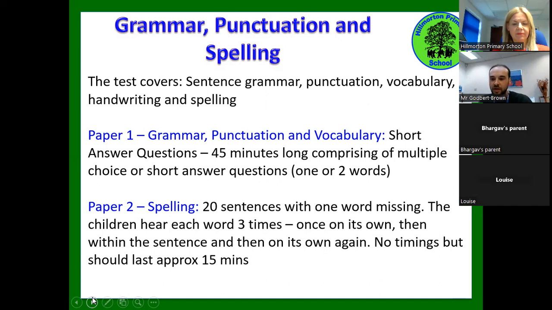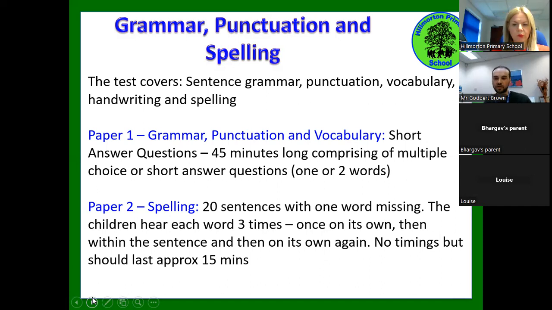They'll be given the paper that has sentences with a word missing so that they've got the context, and then we'll read them out. We have a specific way we read it. We say the word, then we say it in the sentence with its context, and then we read it out on its own again. And there's no timing for that.